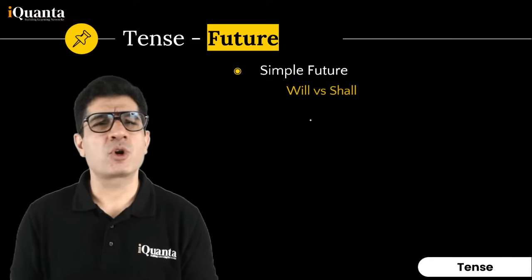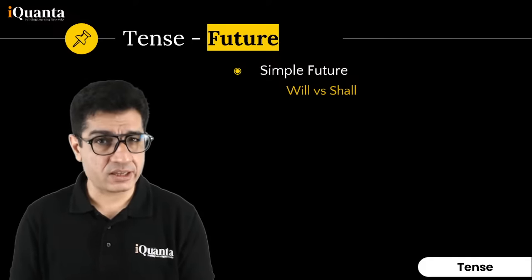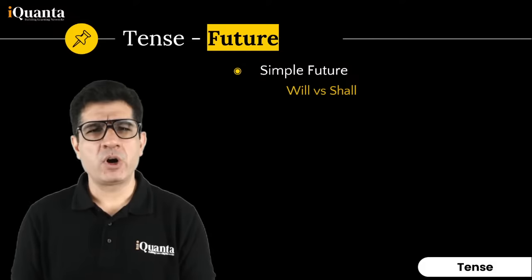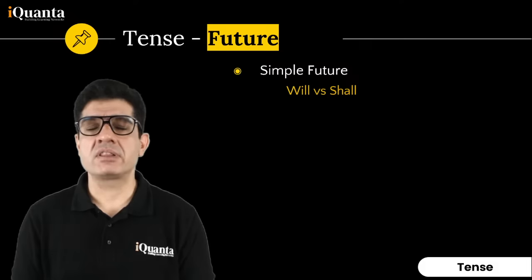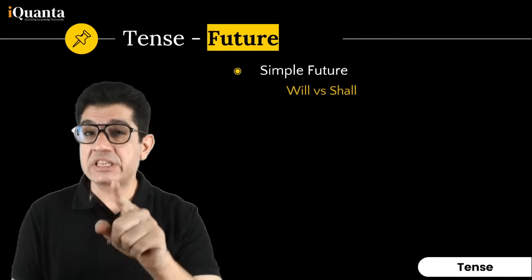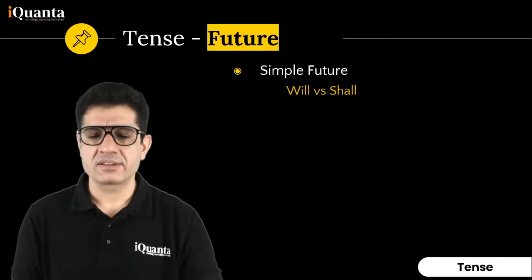I will call you tomorrow. I shall call you tomorrow. Both are grammatically correct. He will burn in the fires of hell. He shall burn in the fires of hell. Both are correct. The meaning changes. When you add shall with he, it shows commitment, but that is there.